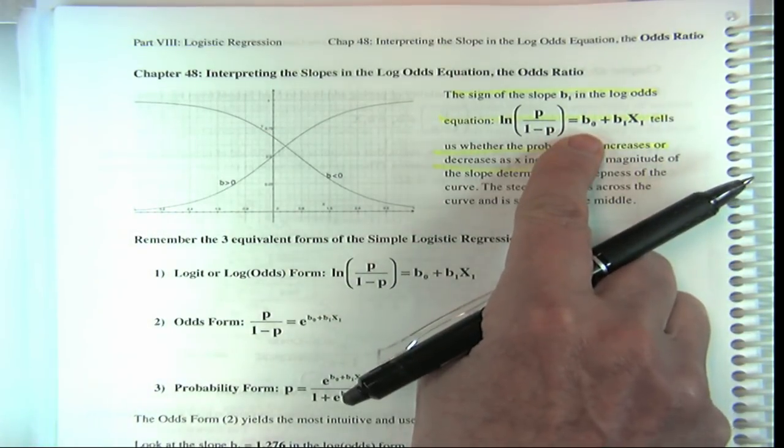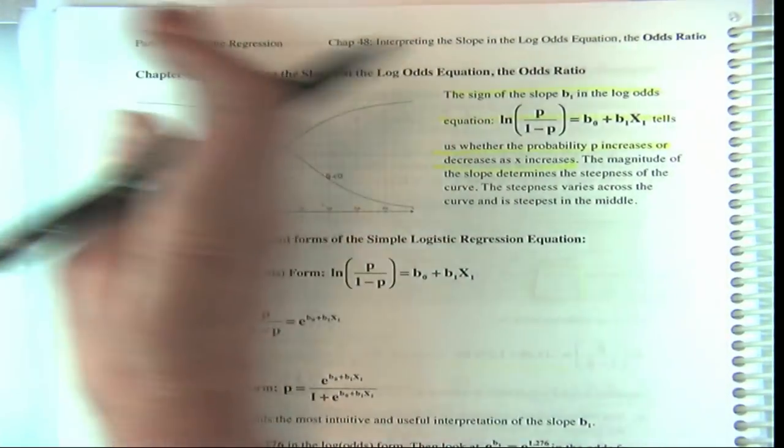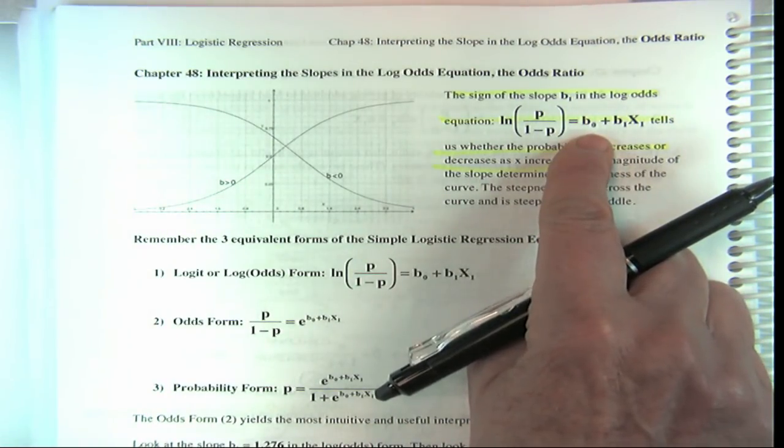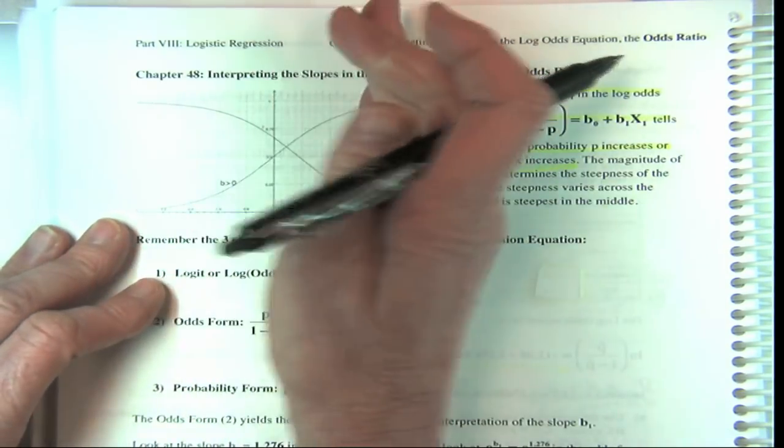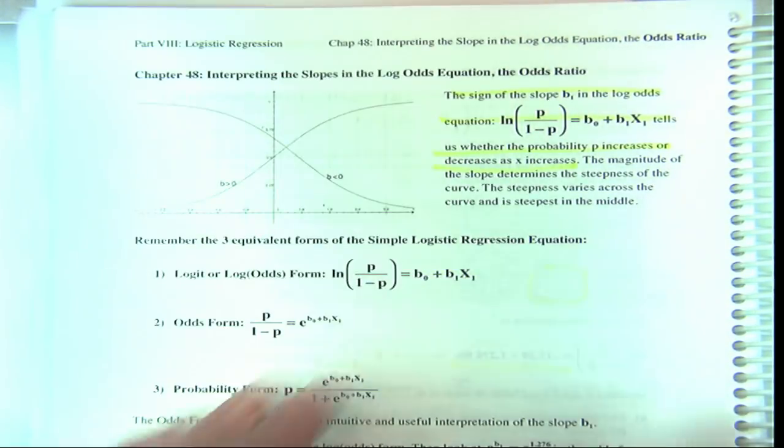By the way, this beta knot just shifts in this direction. As usual, we're not very interested in the intercept. It doesn't change the shape of the curve or anything. It just shifts it in a horizontal direction.